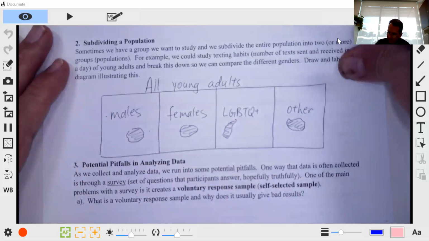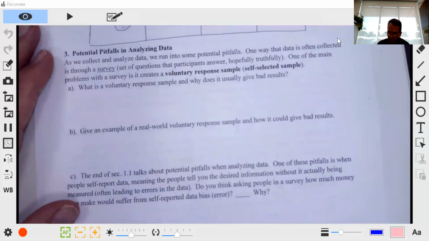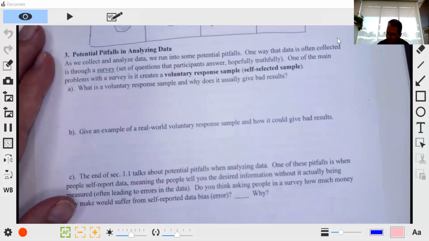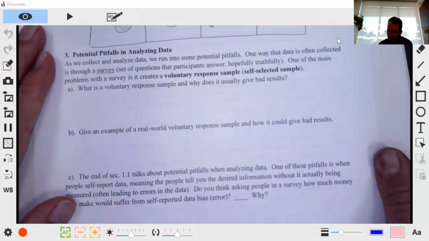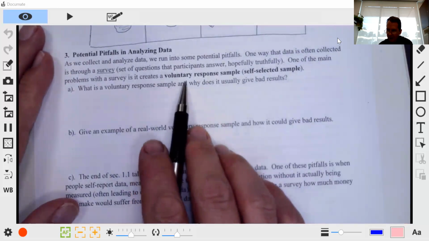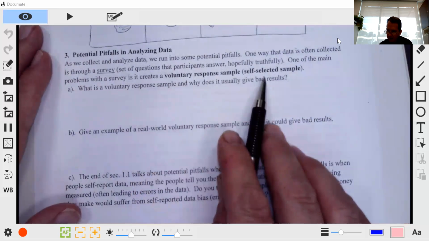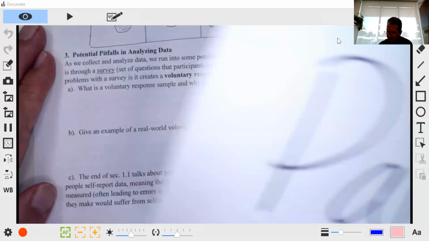Okay. Now, when we're doing studies and analyzing data, sometimes we run into difficulties. And one way that we gather data is with a survey, but surveys can have some drawbacks. One of the problems with a survey is if it's a voluntary response sample, sometimes called a self-selected sample. So take a second, see if you can research what a voluntary response sample is and why it can give bad results.